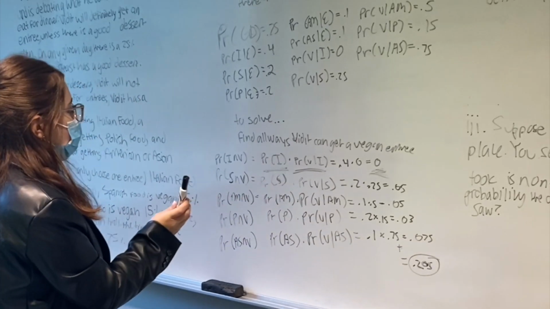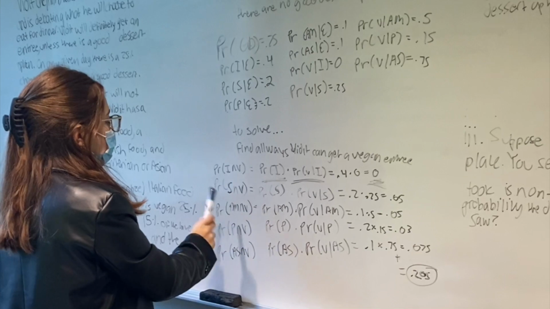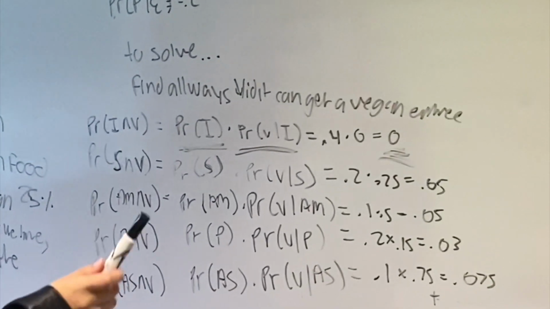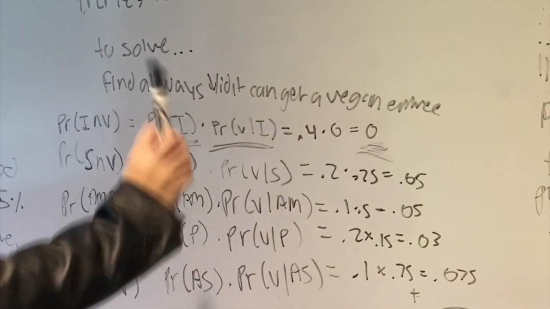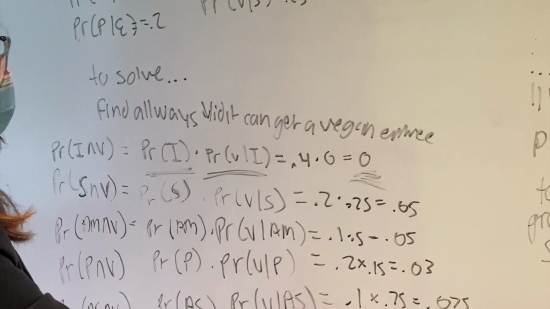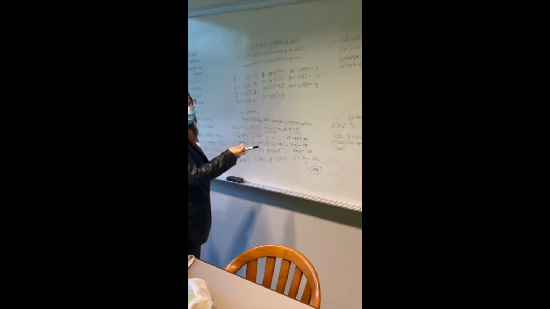In addition to Italian and vegan, we have Spanish and vegan, American and vegan, Polish and vegan, Asian and vegan. So we have to find the probability of Spanish and then the probability of vegan given Spanish, which we have all listed out here. It's 5 separate probabilities that you can add to get 0.205 as our final answer.